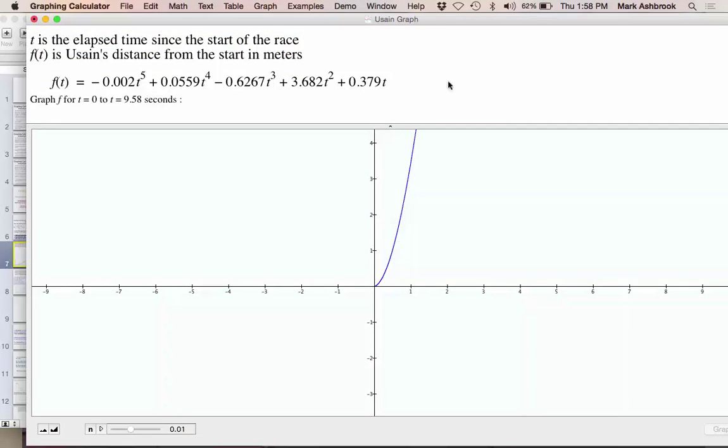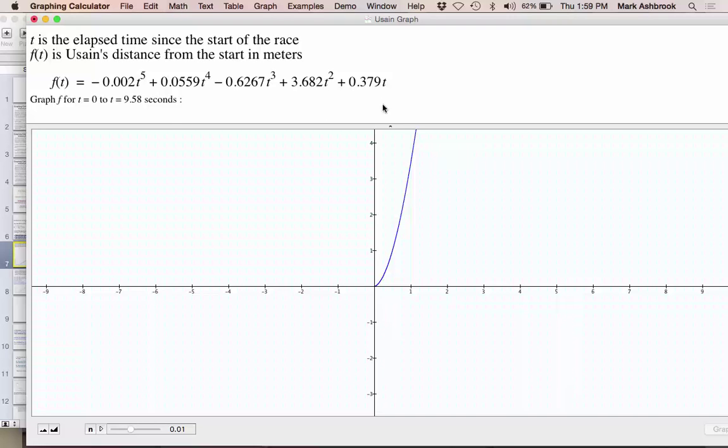So here is this function f, which defines his distance from the start at t seconds since the race began. I found a table of values that gave his distance from the start every half second or every tenth of a second or every second, and then I did a polynomial regression to those points. I came up with this function, where the independent variable is his elapsed time since the start, and the output, or the dependent variable, is his distance from the start in meters. And so here's that graph.